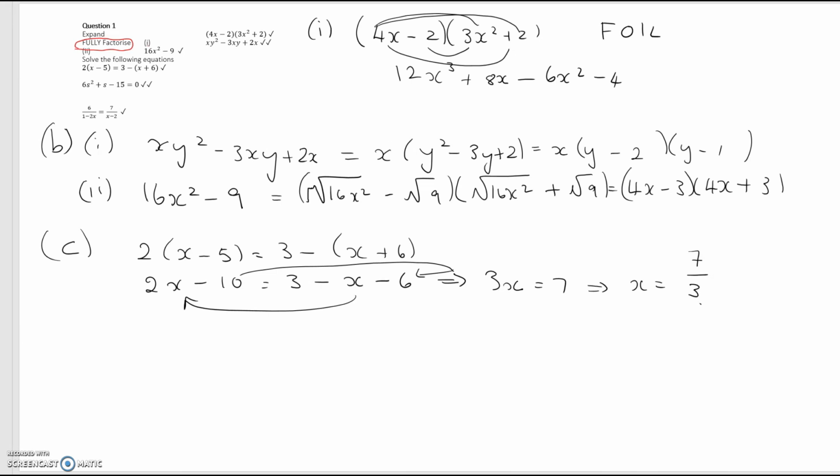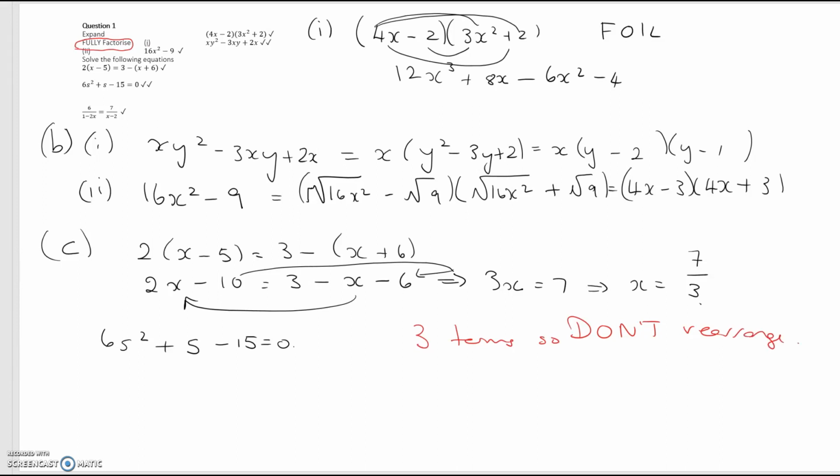The last one says solve 6s squared plus s minus 15 equals 0. Okay, it's got 3 terms, so don't try and rearrange. It's not going to work.